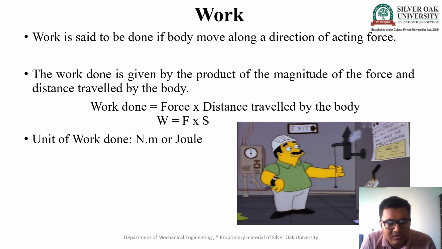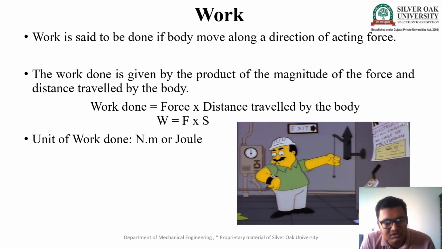So work is said to be done if a body moves along the direction of the acting force. The work done is given by the product of the magnitude of the force and the distance traveled by the body. So if I write the equation, work done is equal to force into distance traveled by the body, W = F × S. What are the units of work done? Newton meter, or kilonewton meter, or joule or kilojoule. These are the units of work done.